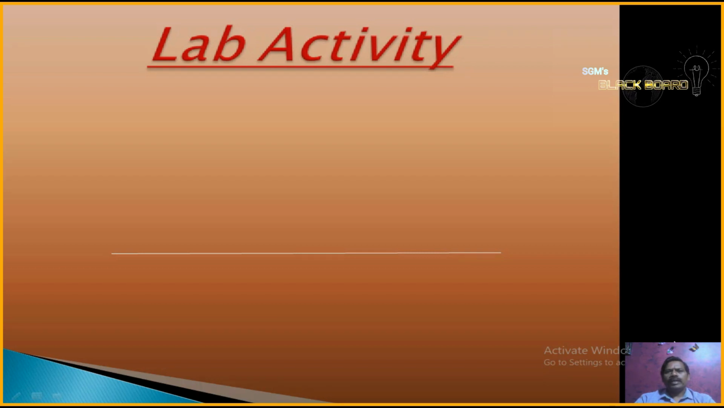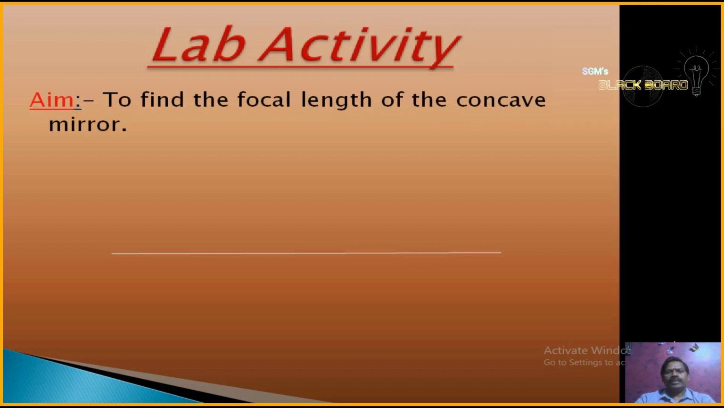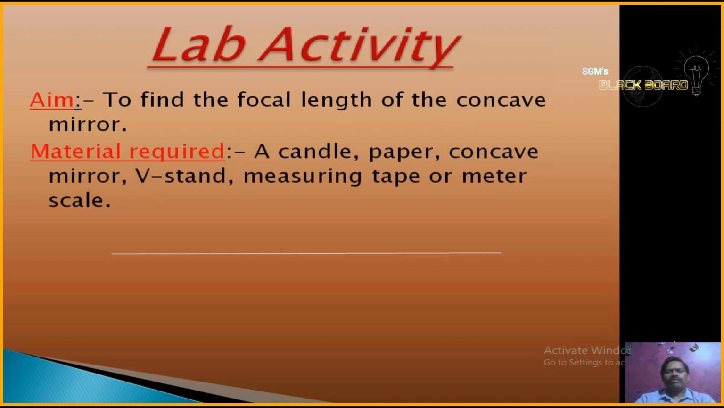To write the lab record, first of all, we have to write the aim of the experiment: to find the focal length of the concave mirror. For that, the materials we have used you have to state here. Material required: a candle, paper, concave mirror, V-stand, measuring tape or meter scale.